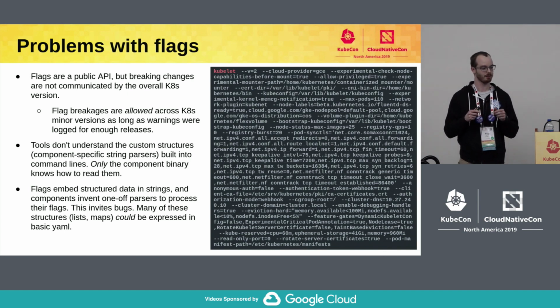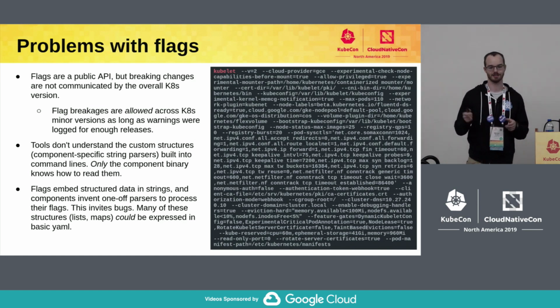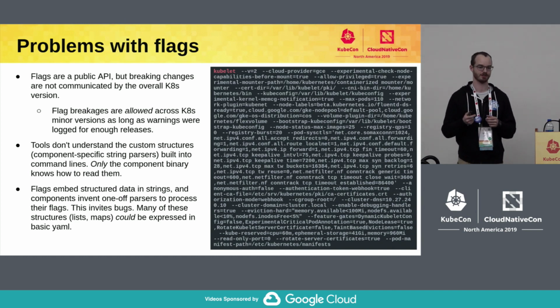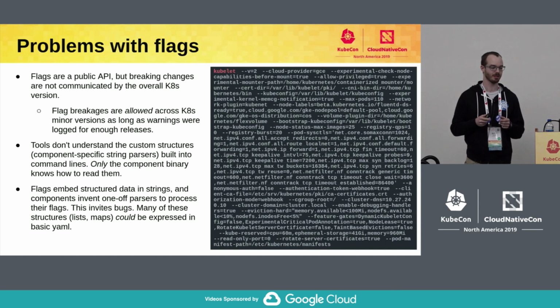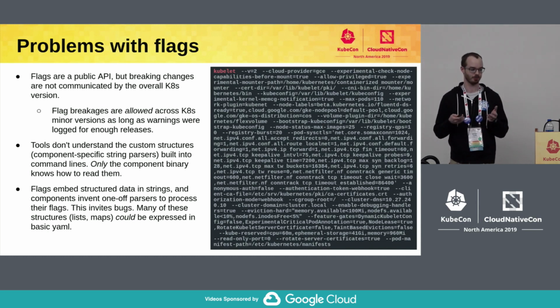It's a problem because every time you invent another structure in there, say you invent a new kind of list that's separated with a different separator, or you wanted to use less than or greater than signs in some kind of map type structure because it looked better for resource constraints, people are writing more and more custom parsers inside these components. And that both invites a lot of bugs and adds a lot of complexity that could be removed if we just express these structures with the basic lists and maps that YAML already provides.